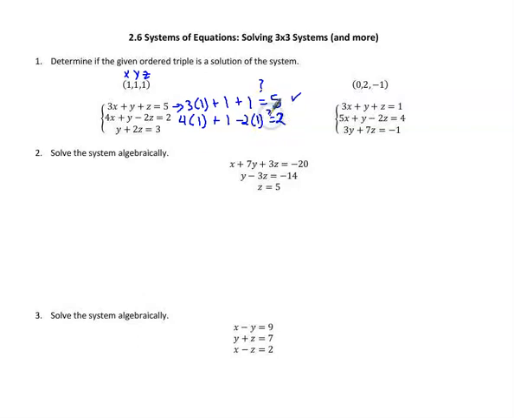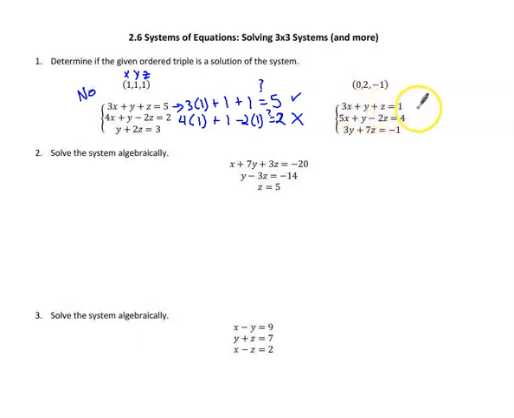So it's a question mark here. So that's 4 plus 1 is 5. 5 minus 2, that's 3. So no, it does not equal 2. So we can move on. That one's a no, this is not a solution. So we can go on to the next question.